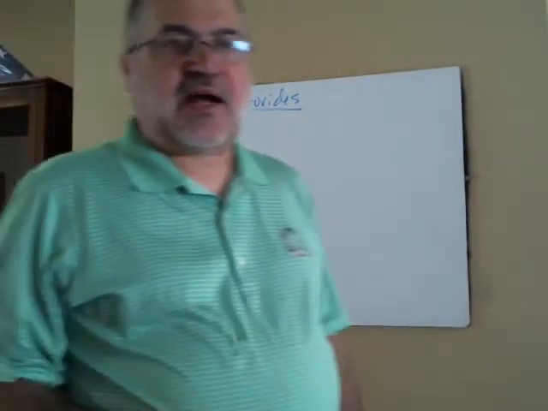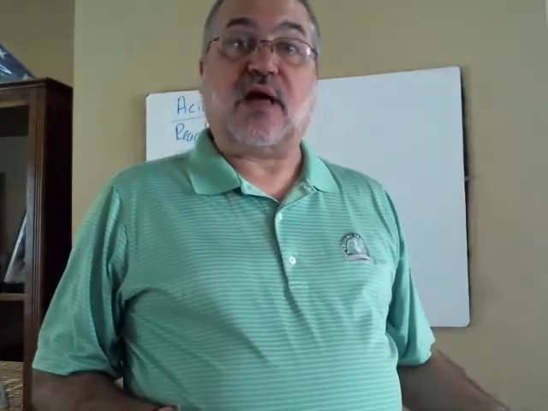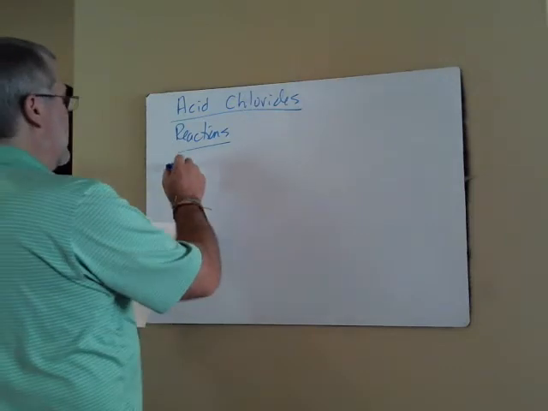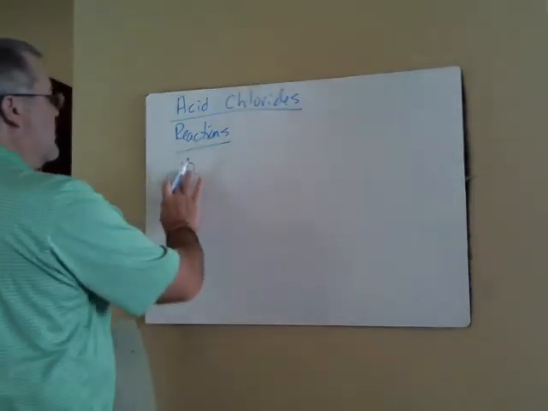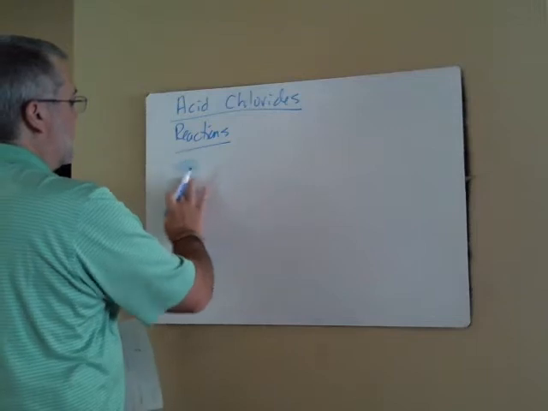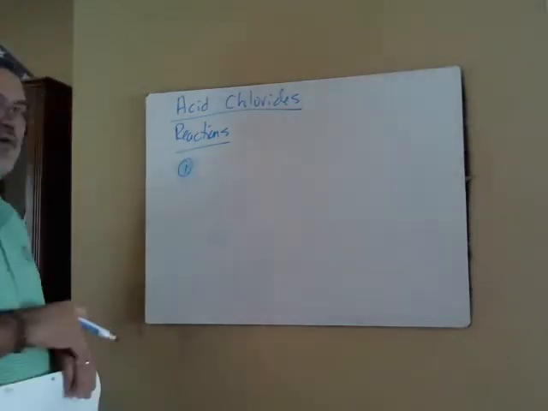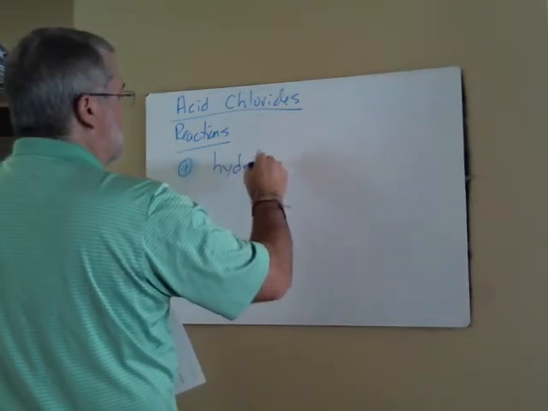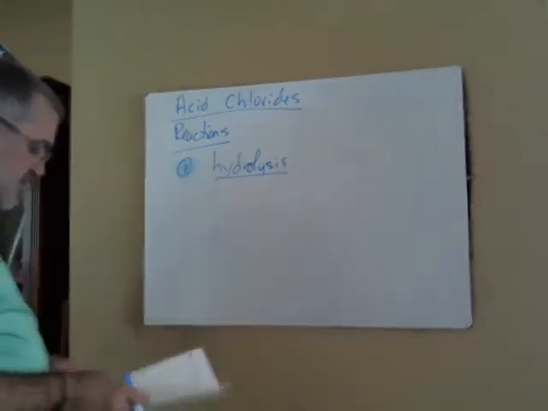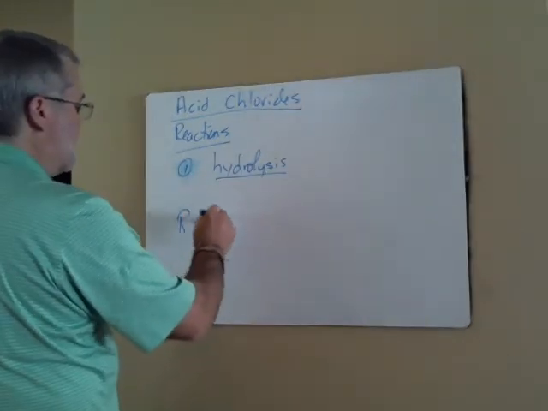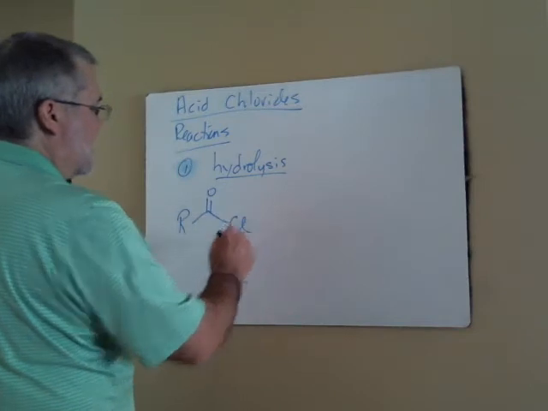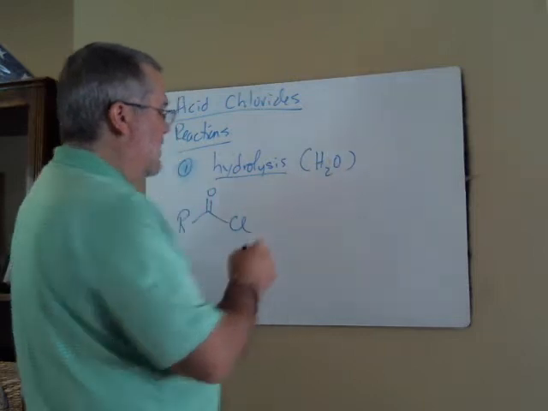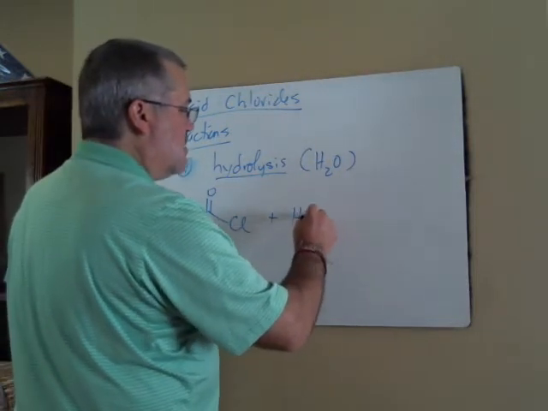All of these reactions are going to be nucleophilic acyl substitution reactions, right? And so they're going to be really easy to predict. And my notes have an A, B, C. I'm going to use one. First reaction, okay, hydrolysis. So that means basically I'm going to take an acid chloride and I'm going to react it with the nucleophile, and the nucleophile is going to be water, right?